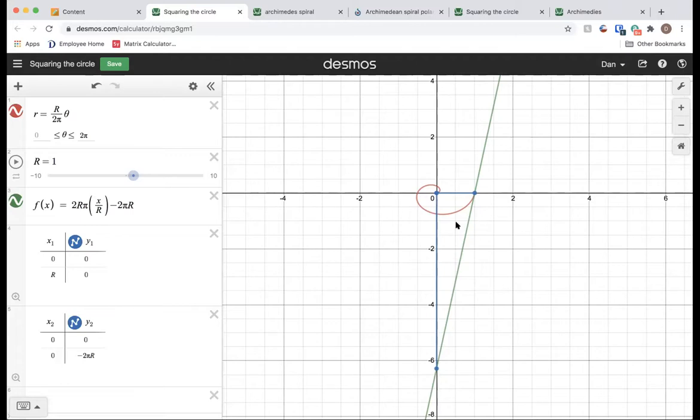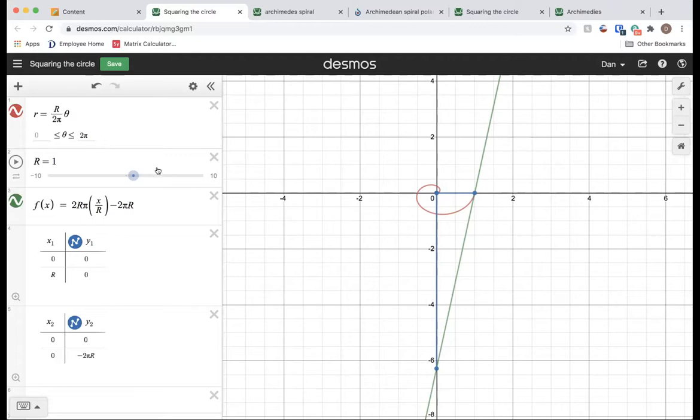Okay. So you're going to see that the base of that triangle, that's going to be equal to 2 pi r. And then the height of the triangle here, that's going to be equal to r. And that's what I want you to show.